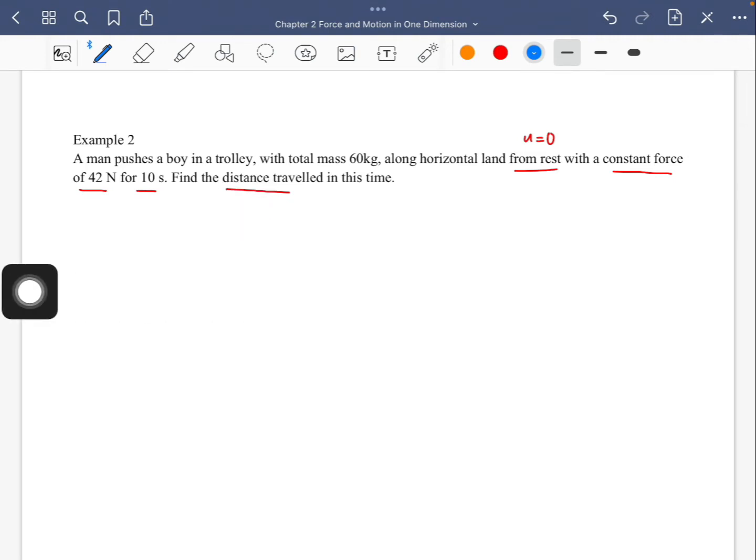So here, let's list out what we have. Initially, velocity is 0. And then yes, we are given t, so t is 10 seconds. And how about final velocity? We don't have it. And how about acceleration? We also don't have this.